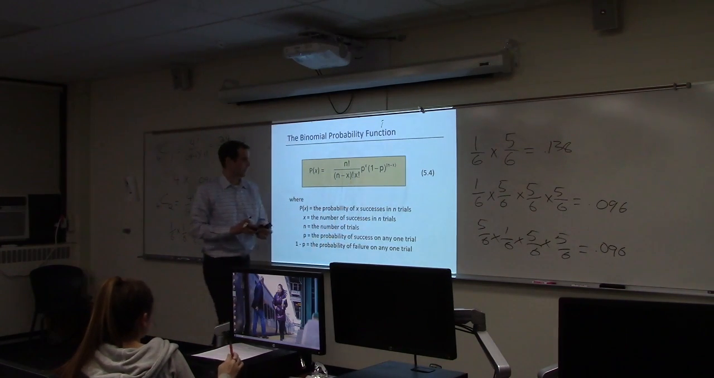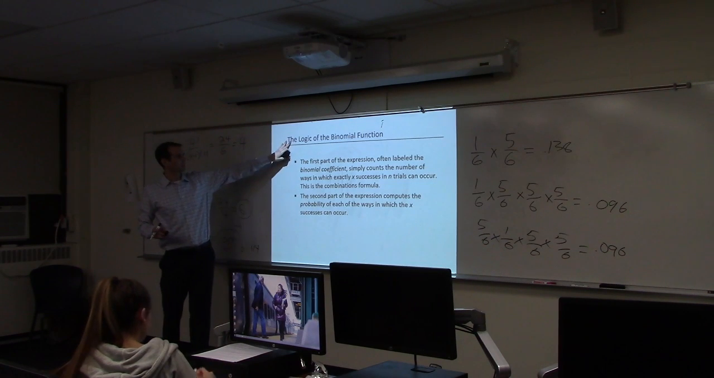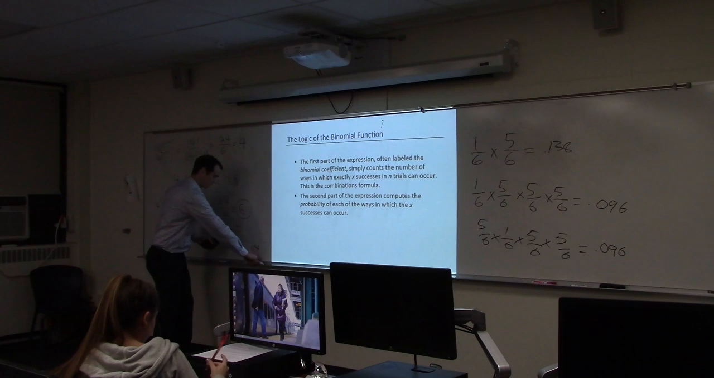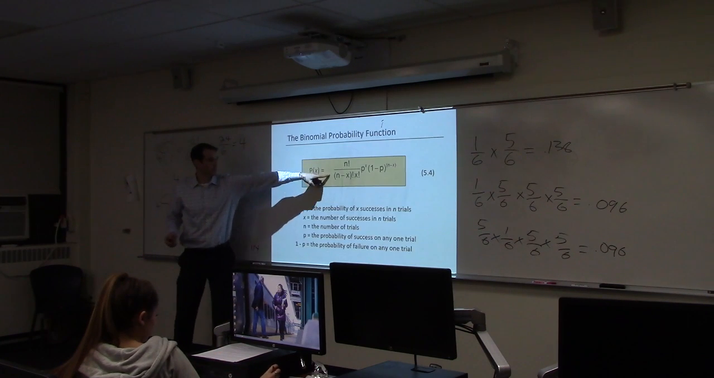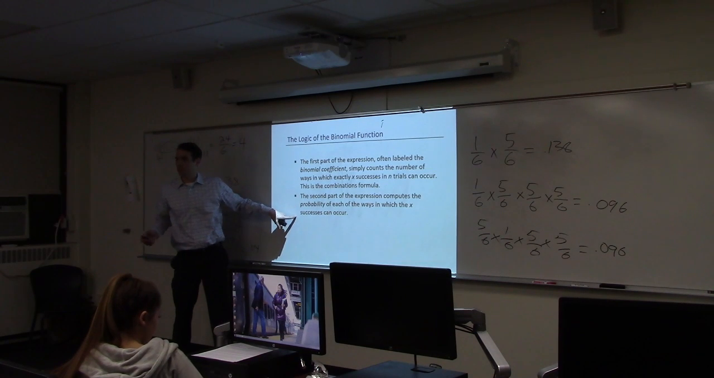All right, I think I have an example here. This is some fine print. The first part is the combination that we went over. This is the combination, and this is the probability of it happening each time. How many combinations, how many ways can it happen, and the probability each time.